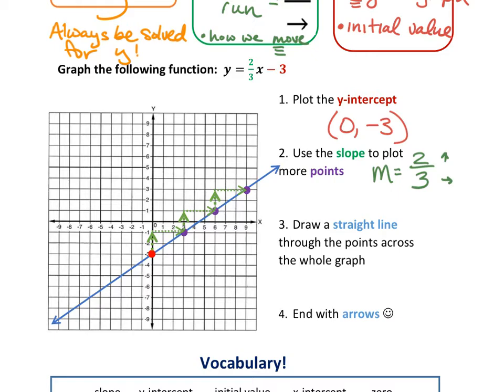Then we take that straight line through all of the points, and you make sure you end it with arrows because that makes your math teacher happy. That lets us know that the graph keeps going on in both directions and has a domain and range of all real numbers. Our goal today is to be able to graph these functions and then talk a little bit about important points on this graph.